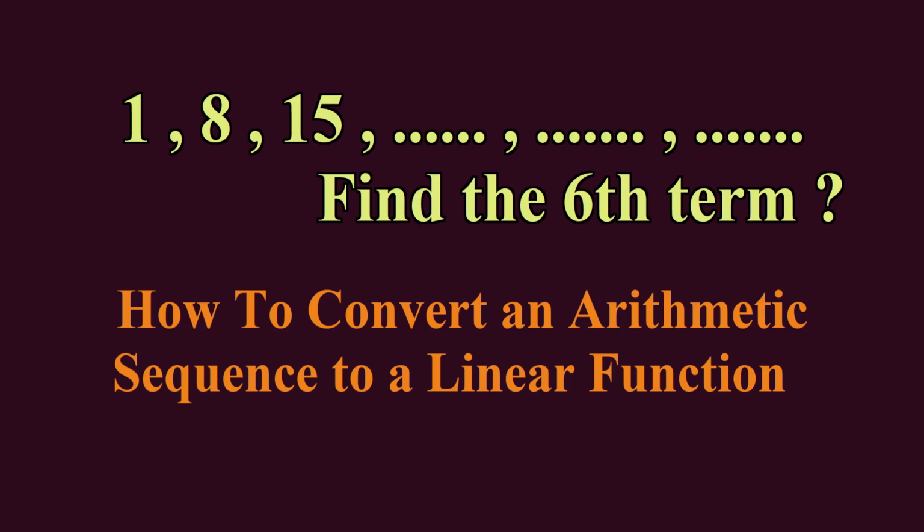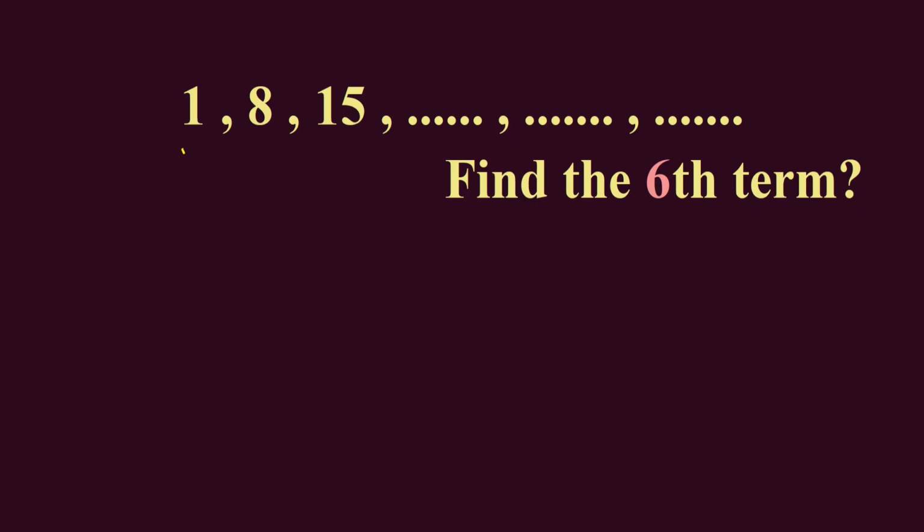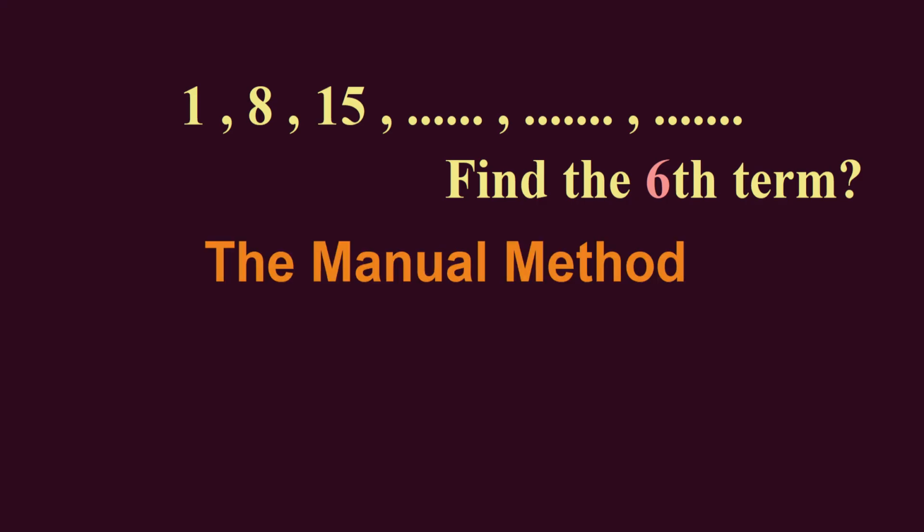We have this sequence 1, 8, 15 and our goal is to get the sixth term. Today I am showing you two methods to solve this problem. The first method is called the manual method. This method is perfect for short arithmetic sequences.